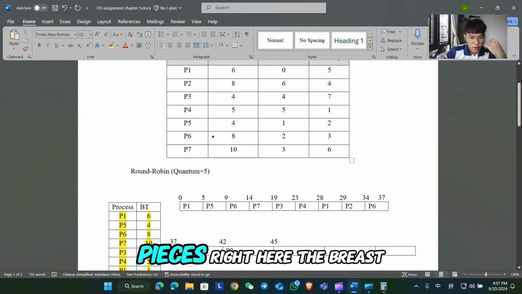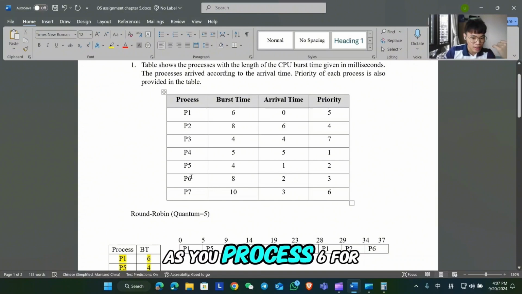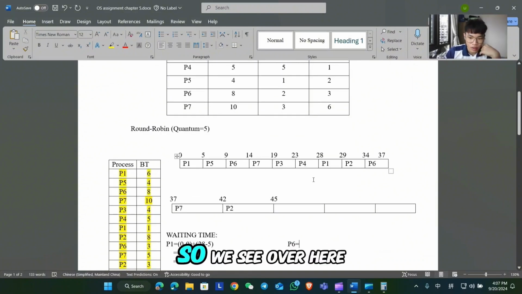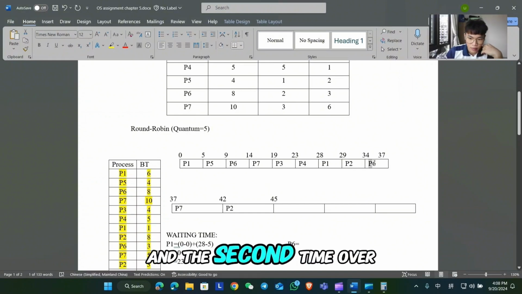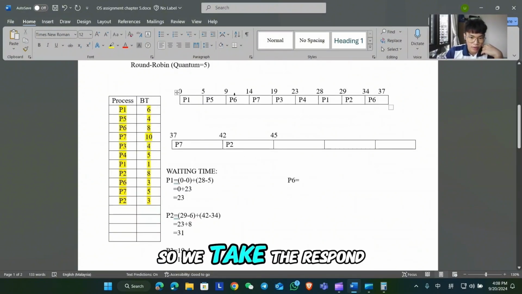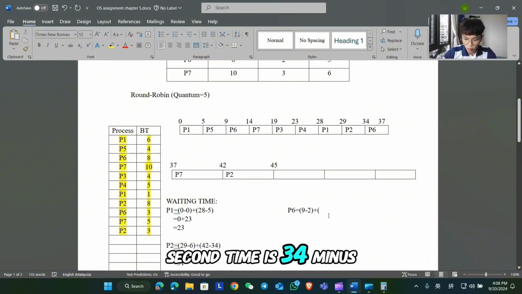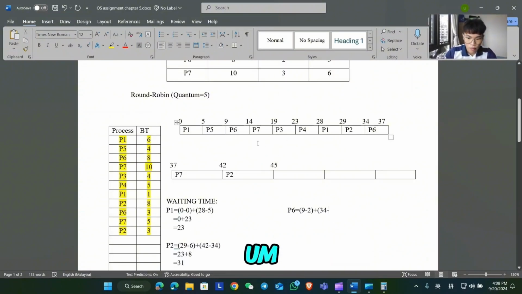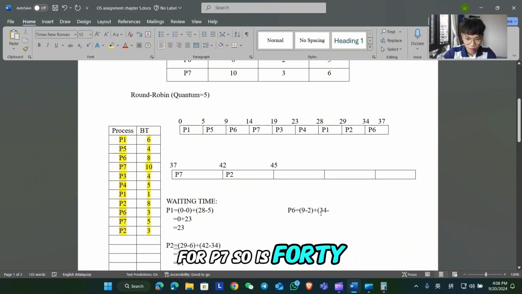So we see P6 right here, the burst time is 8. So we can guess the CPU executes process 6 two times. We have the first time over here and the second time over here. So we take the response time, for the first time it is 9, the second time is 34 minus the arrival time of P7, so the response time for P7 is 14.